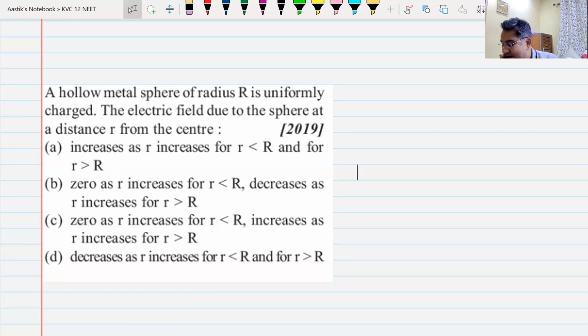Which is the correct answer, my dear friends? You are getting over with electric fields. You must remember the formula. A hollow metal sphere. Which option is correct, my dear friends?